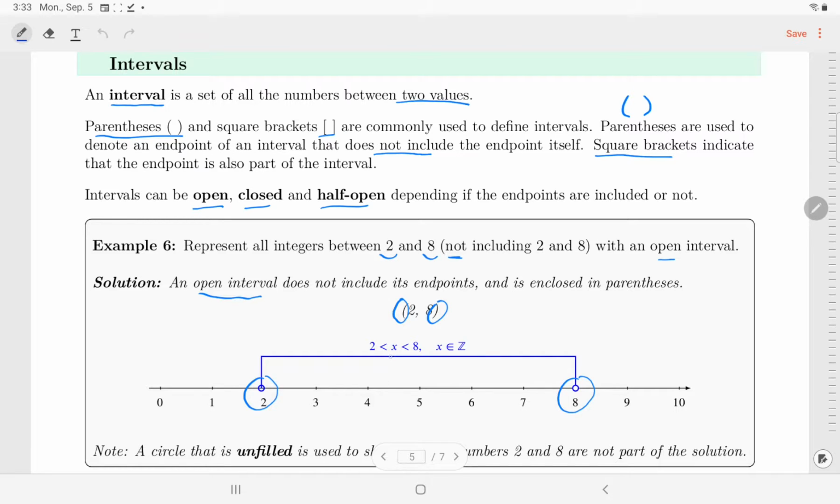We can also say that x is greater than 2 and x is less than 8, but neither 2 nor 8 are included. We should also say that x belongs to all integers. Remember, integers are negative whole numbers and positive whole numbers.